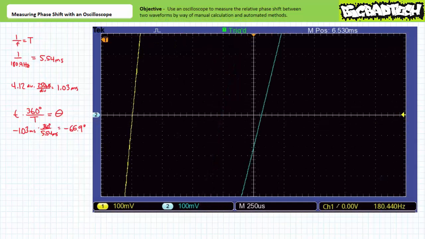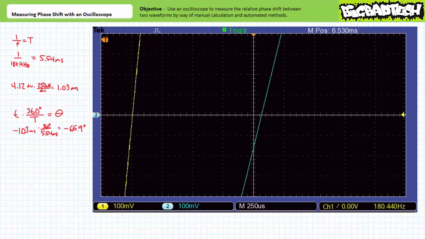The second example problem shows two waveforms, both with a frequency of 180.4 Hz, which corresponds to a period of approximately 5.54 milliseconds. The waveforms appear to be separated by slightly more than 4.1 divisions. Let's say 4.12 divisions. Given the horizontal sensitivity of 250 microseconds per division, this correlates to a time shift of 4.12 divisions times 250 microseconds per division, or approximately 1.03 milliseconds.